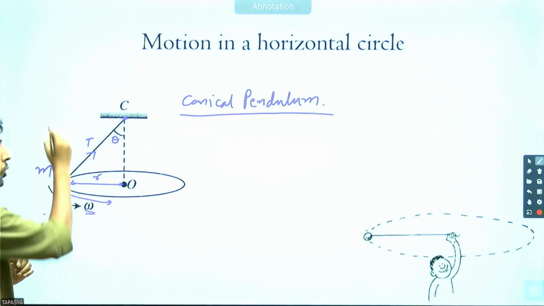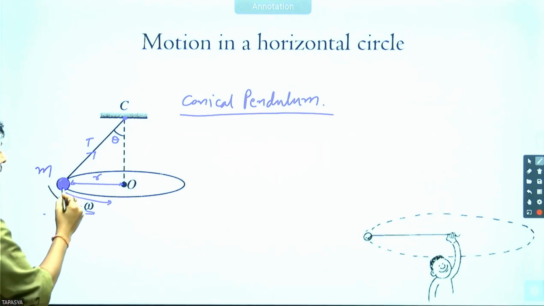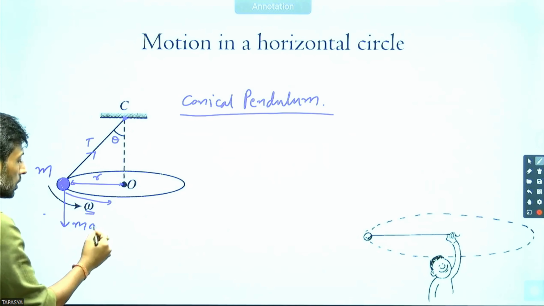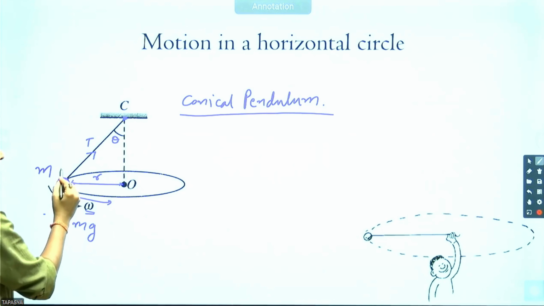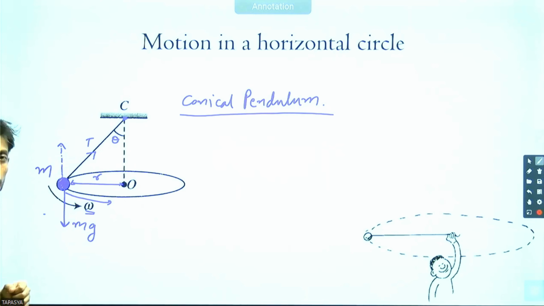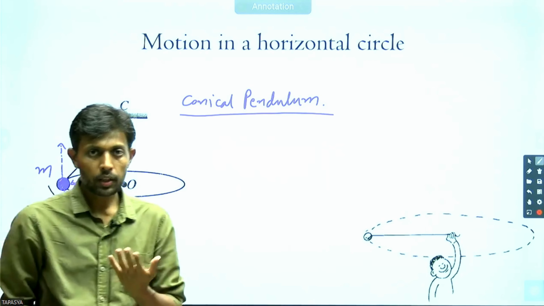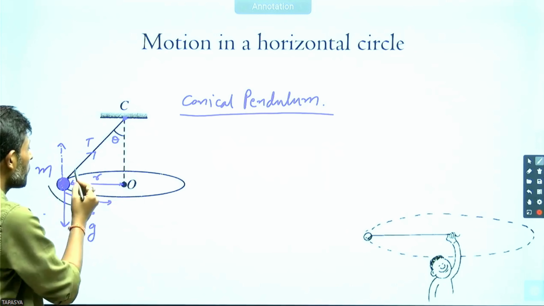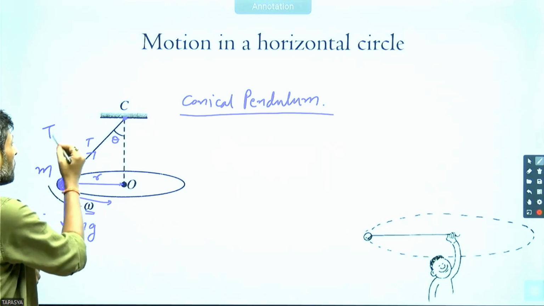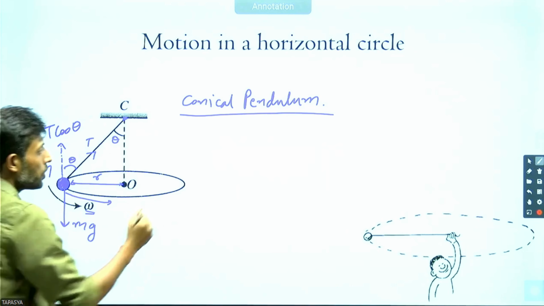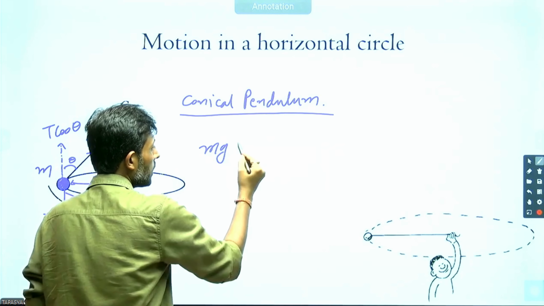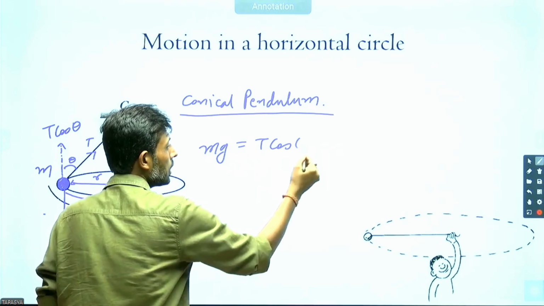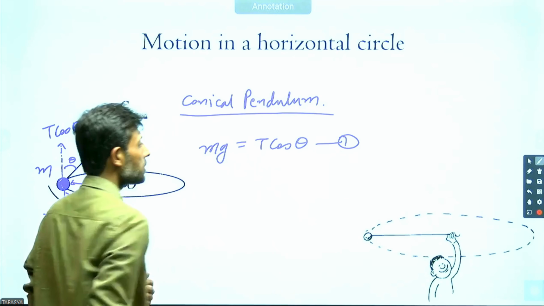Since there is no motion in the vertical direction, we can say that this mg must be balanced by one component of the tension. And what would be that component? Since this is theta, this would be T cos theta. So we can say that mg is equal to T cos theta. This is one of our equations.